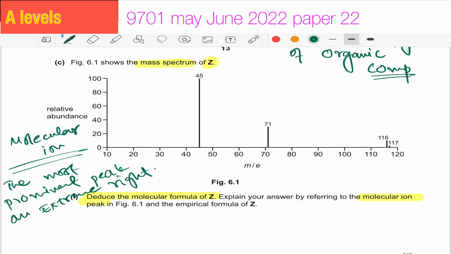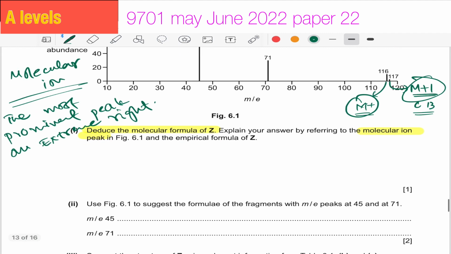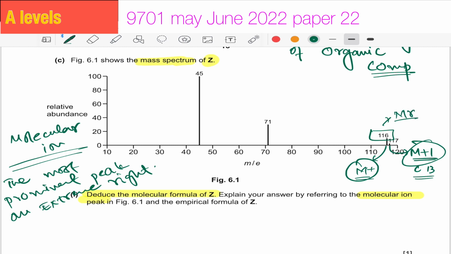So the peak at 116 would be the molecular ion peak. It might come to your mind, why not 117? But the peak at 116 is the most prominent peak, so we call it the M+ peak, the molecular ion peak. The peak just after that, at 117, is the M+1 peak, and this is due to carbon-13. All right, so we have to find the molecular formula. The M+ peak is at 116, so this is the molecular mass of Z.